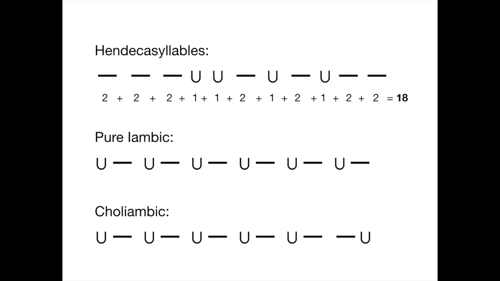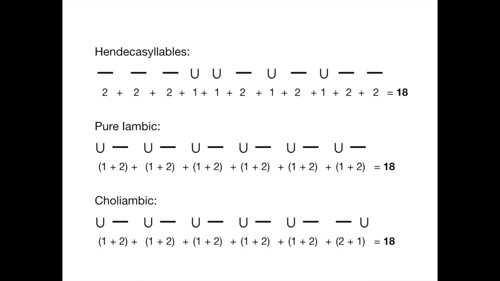And the iambic senarii and the choliambic are both 18. Each of those two meters has six feet with a long and a short, so that's 3 times 6 is 18. So all three meters have 18 moras. So each line should take the same amount of time in that regard. But the number of syllables is different.